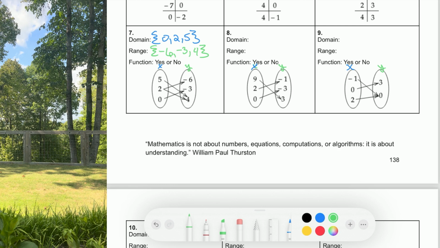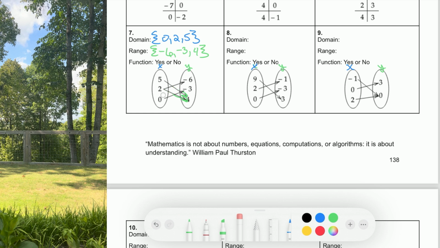All right, so I need to determine if this is a function. When we have the bubbles, we have to look at the arrows. I notice that I have a 5 to a 4, and I have a 2 to a 4. So the 4 is attached to 2 x's. That's not what we need to look for. It doesn't matter if the 4 repeats. It doesn't matter if the y repeats. It doesn't matter if the y is attached to 2 x's. What matters is if the x repeats, if the x is attached to 2 y's.